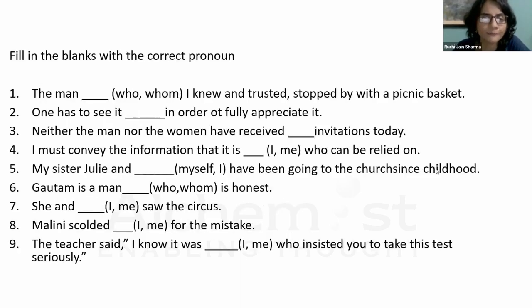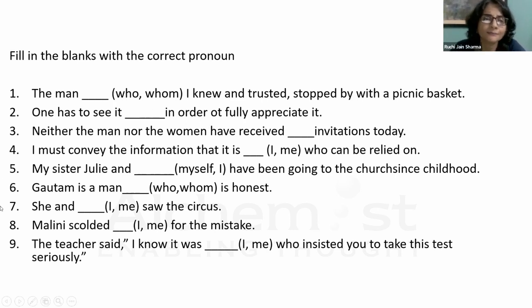Now let's look at question number 6 over here. "Gautam is a man dash is honest." I don't know whether who or whom will come here. So I ask the question, who is honest? The answer: Gautam is honest, or I can say he is honest. I cannot say "him is honest." So this is from the subjective side of the table. I've got the answer, so I will write who here.